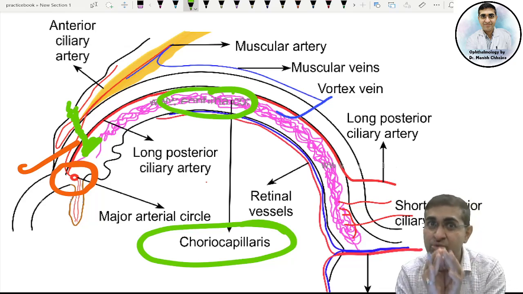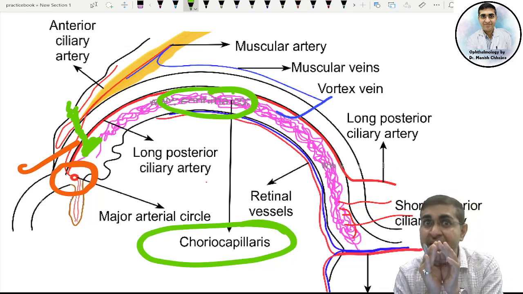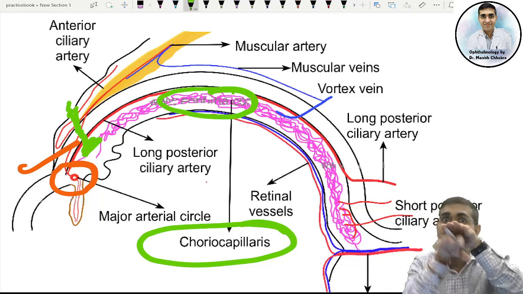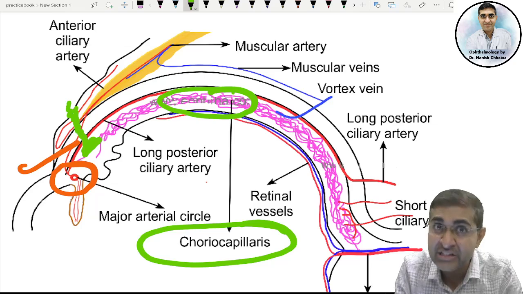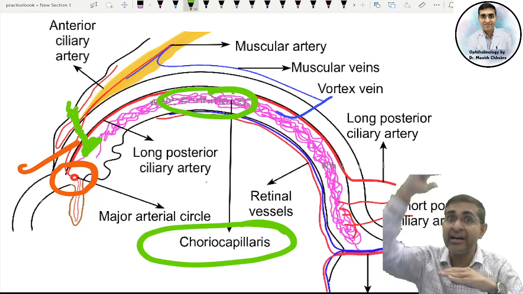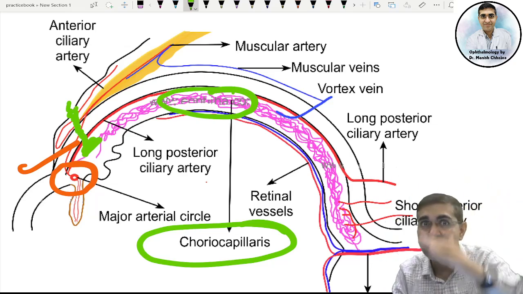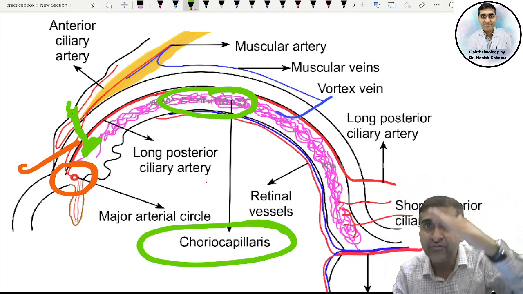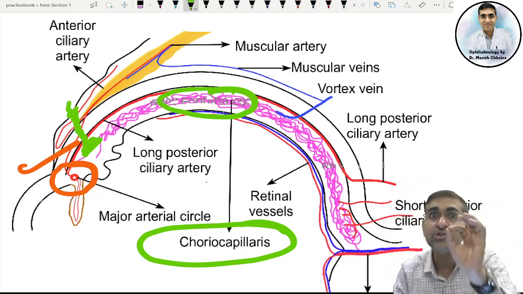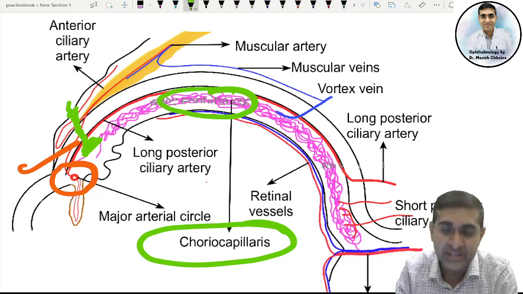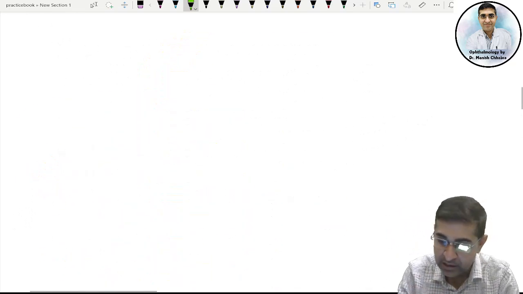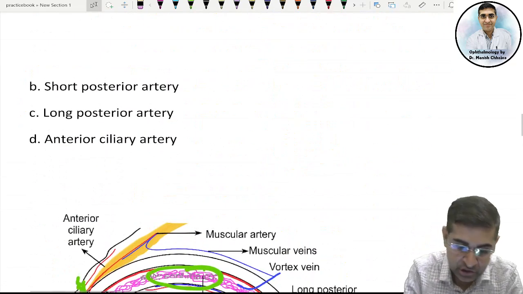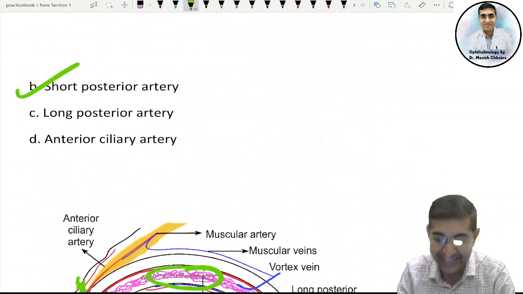When there is damage to the choriocapillaries, there is collection of blood between the sclera and the choroid, and because the sclera is hard, it does not expand outside, it pushes towards the choroid, and the choroid further pushes inside, leading to retinal detachment. Yes, so that is expulsive hemorrhage. So the source of blood in expulsive hemorrhage is your short posterior ciliary artery.